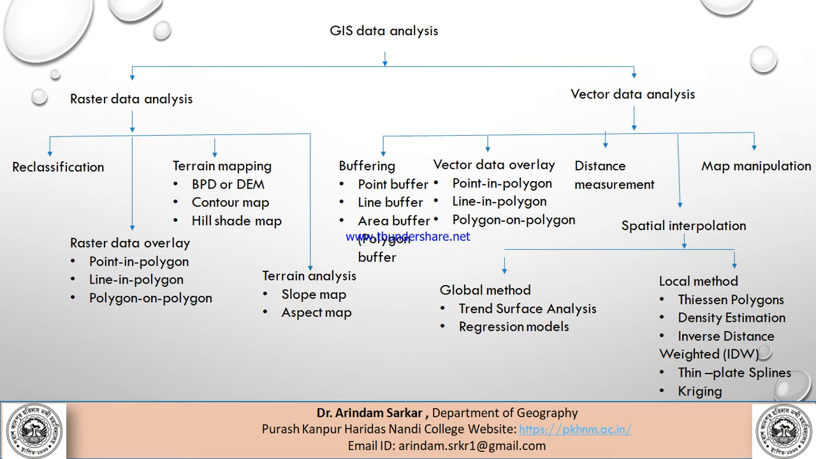The next classification is spatial interpolation. Spatial interpolation is further classified into two, that is, one is the global method and another one is the local method. What are the global methods of spatial interpolation? That is trend surface analysis and regression models. And what are the local methods of spatial interpolation? One is Thiessen polygons, density estimation, inverse distance weighting, that is IDW, thin plate spline, and Kriging.